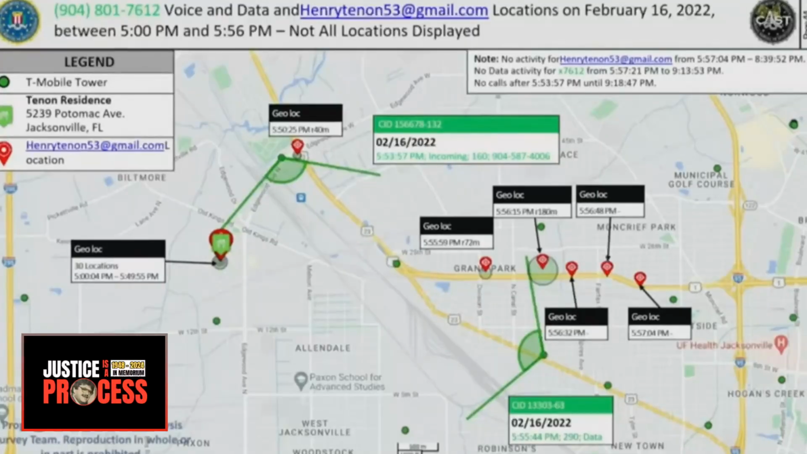So it's a visual representation of the cellular network usage for target cell phone 7612 in green and the Henry Tenon 53 target device. Between 5 and 5:49, the target device has 30 locations displayed there right on top of the Tenon residence. Then at 5:50 through 5:57, the target cell phone begins to move south and east away from the Tenon residence along Highway 23 and then Highway 1.